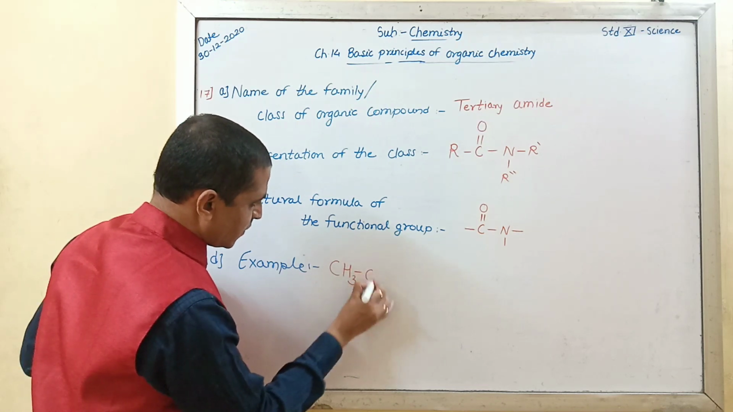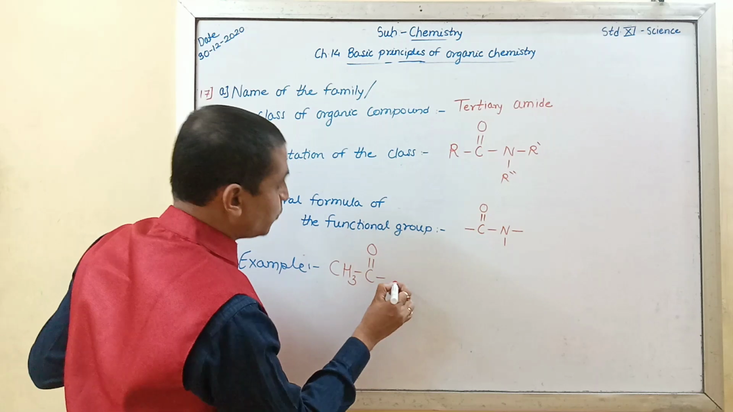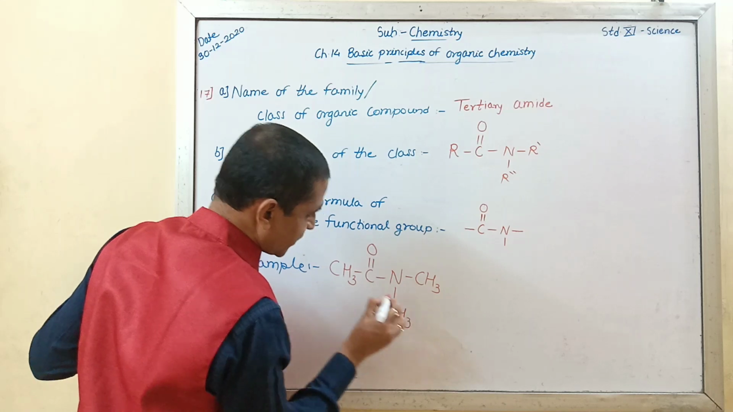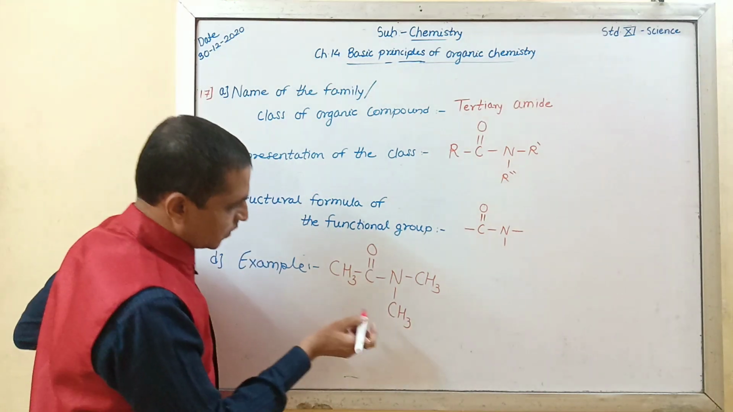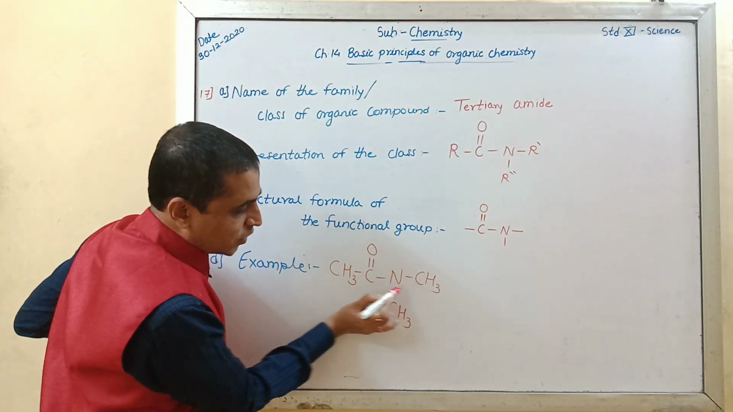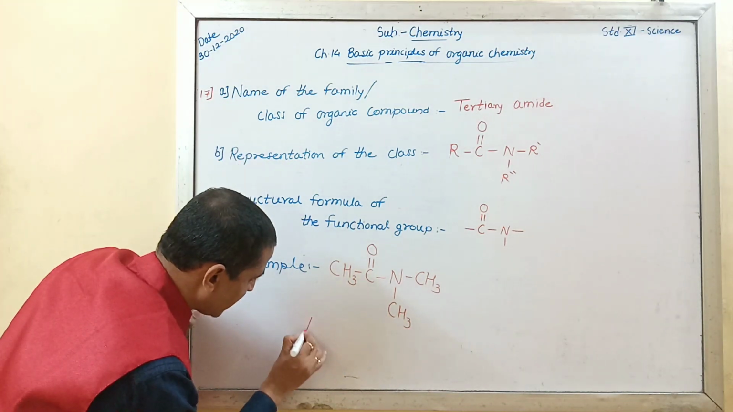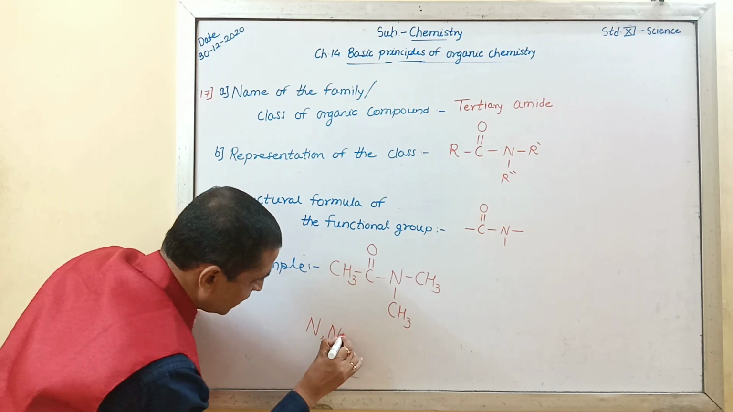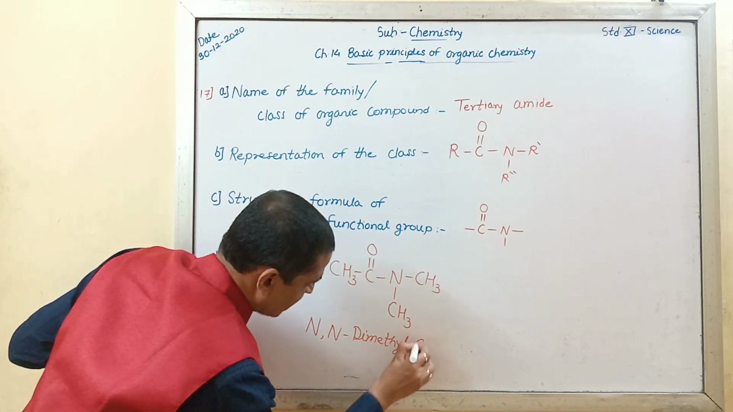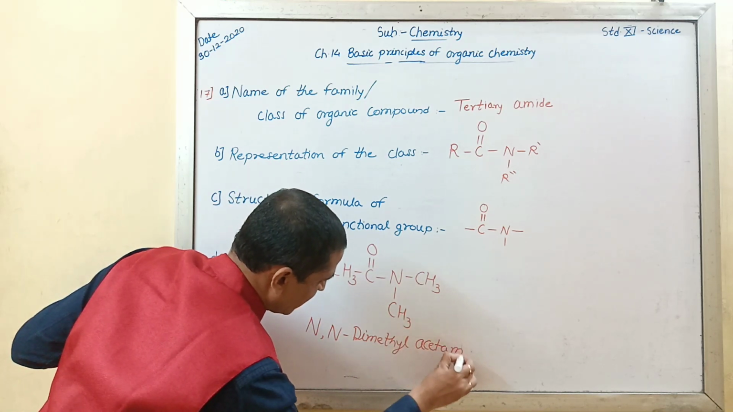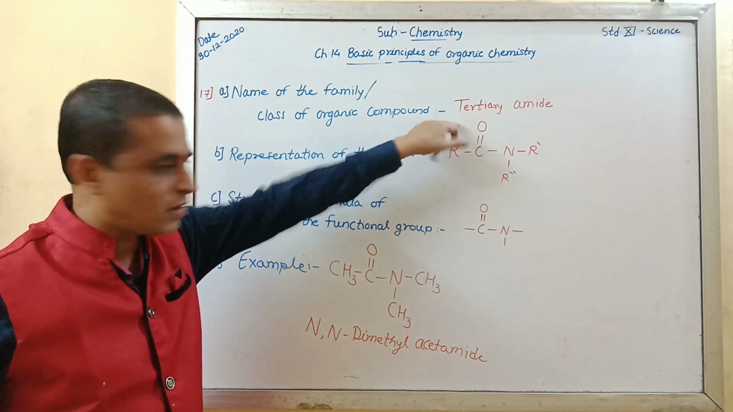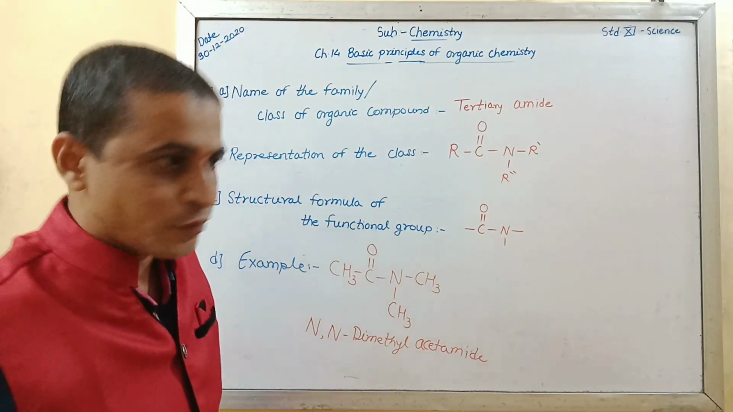Now see the example. I am putting the same alkyl group, CH3, CH3. Now we have to give the name to this compound. You remember, this is the first methyl group, this is the second methyl group. Both are attached to the nitrogen atom. So its name can be written as N,N-dimethylacetamide. This is the example of the class tertiary amide. I hope you understood this. We'll proceed.